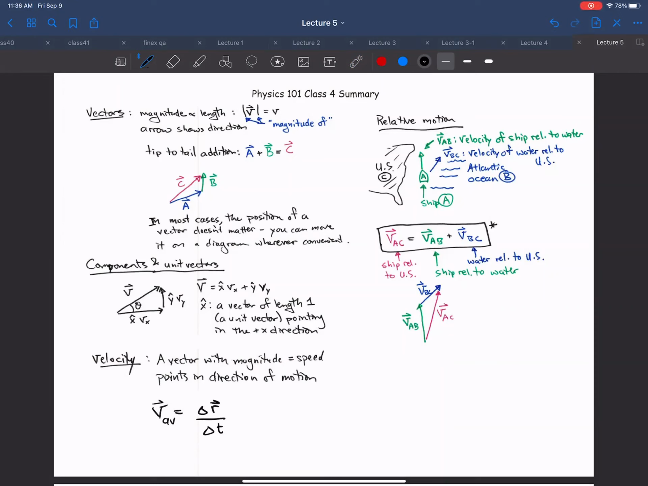And then we talked about relative motion. So typically this applies to things moving within a fluid medium, like air or water, but also there are other circumstances like somebody moving in a train that's moving, for example. And we used our intuition to get this equation, here done schematically rather than with respect to a particular problem: the velocity of A relative to C is the velocity of A relative to B plus the velocity of B relative to C. Questions about any of that?